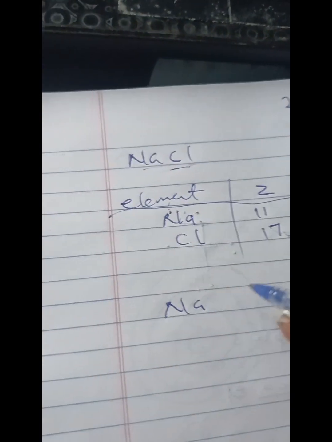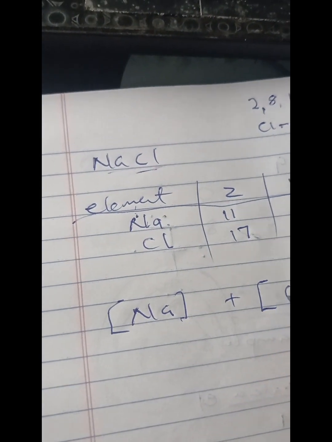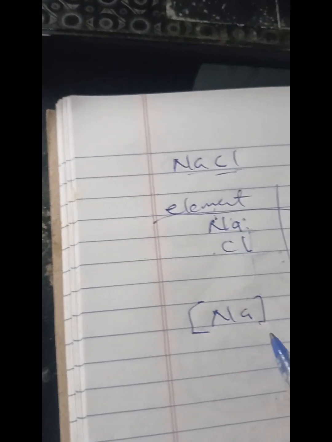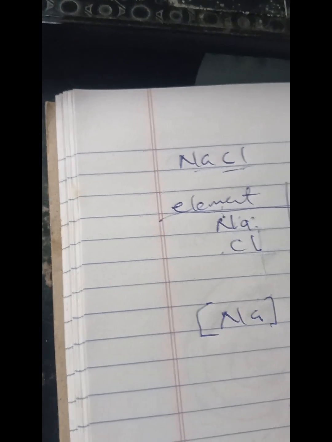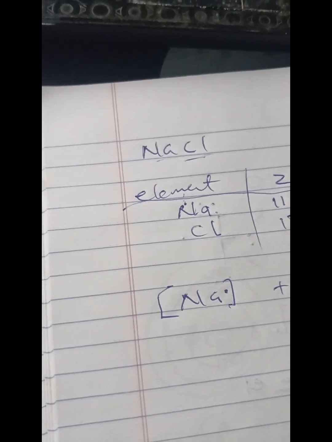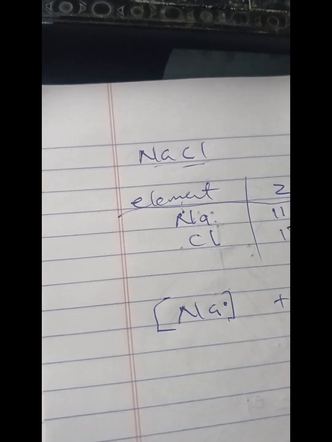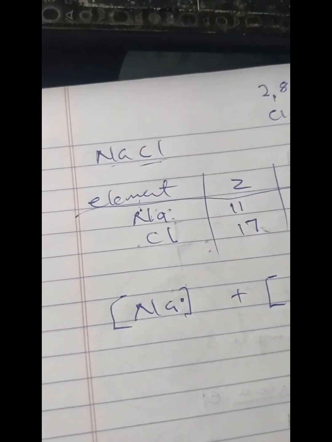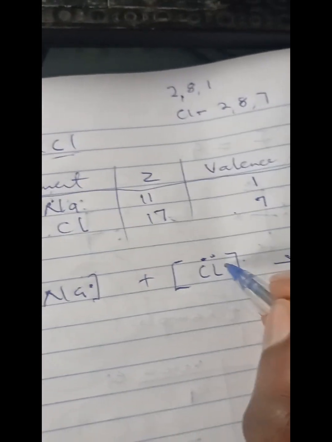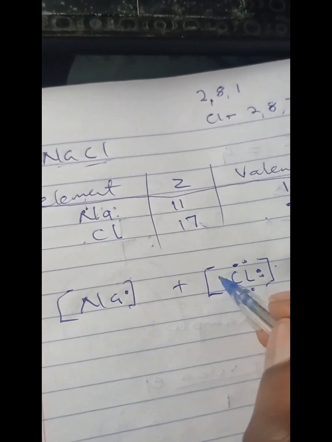Now let's put sodium in a bracket plus chlorine in a bracket. Sodium has just 1 valence electron, so let's just use a dot to show 1 valence electron, whilst chlorine has 7. So 1, 2, we said they are in pairs, so 3, 4, 5, 6, then finally 7.